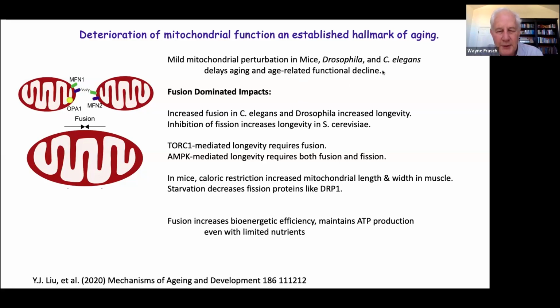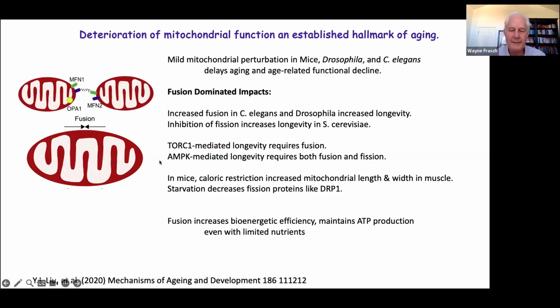So increased fusion in C. elegans and Drosophila increases longevity, the length of time that the cell will survive. And inhibition of fission also increases longevity, at least as measured in yeast. And there's a couple more processes that mediate the fusion process, like TORC1, which is a very important mediator of a lot of cellular processes, and the AMPK. It'll also mediate longevity by requiring both fusion and fission.